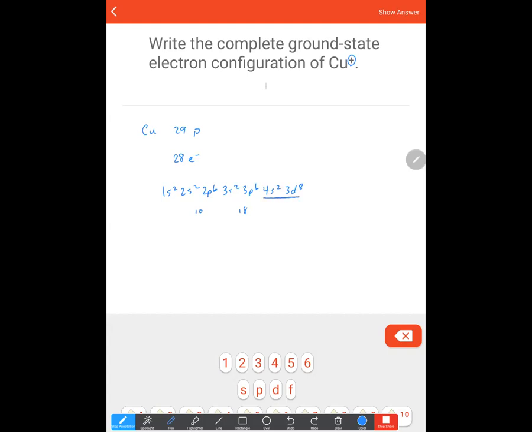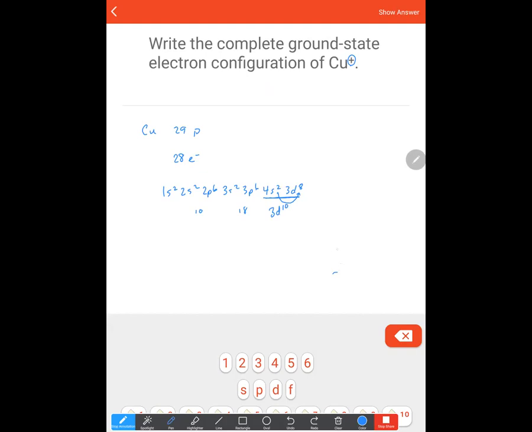Now we talked about a few exceptions with these, and that usually happens in this S to D range. What is more energy efficient is to have a large set of orbitals filled. So having the D filled is more beneficial than having the S filled. So we're actually going to transfer 2 of these to the 3d10 and not do the 4s.